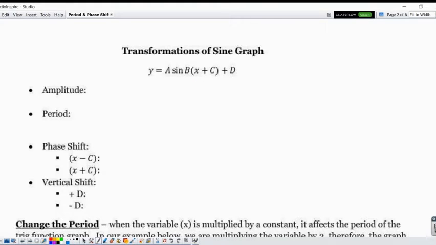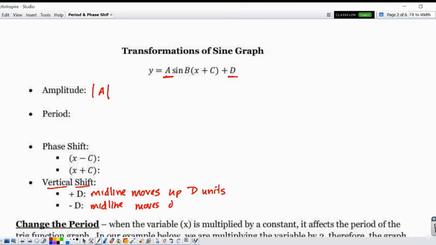And we've already looked at amplitude. I'm going to label these vertical changes in red. The amplitude is the absolute value of A. That tells you how far you're going to shift up and down from the midline. And if we move our midline, it's this vertical shift, the number that's been added at the end of the graph. If we do plus D, then our midline moves up D units. And if we subtract, very straightforward, our midline moves down D units.